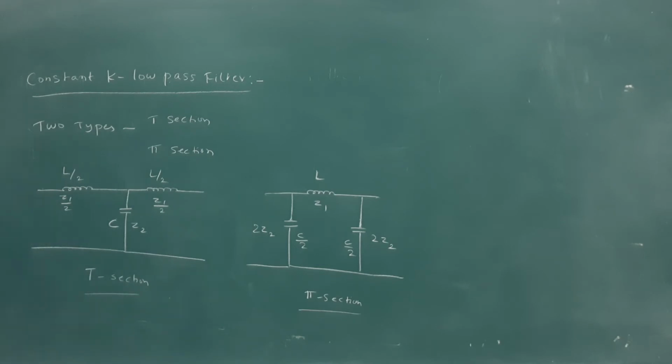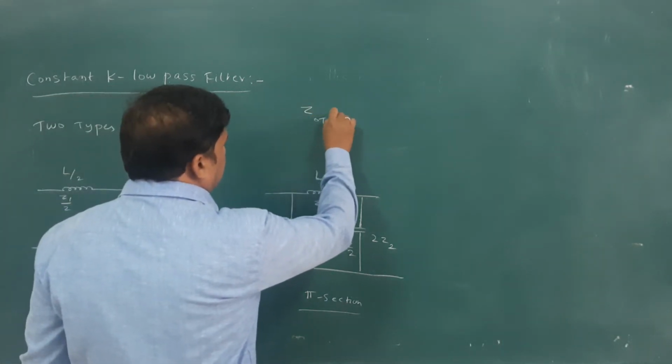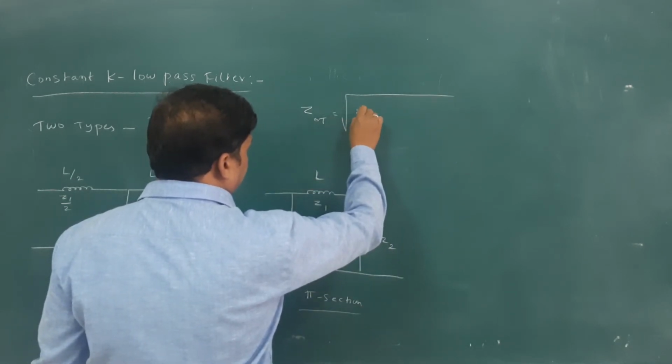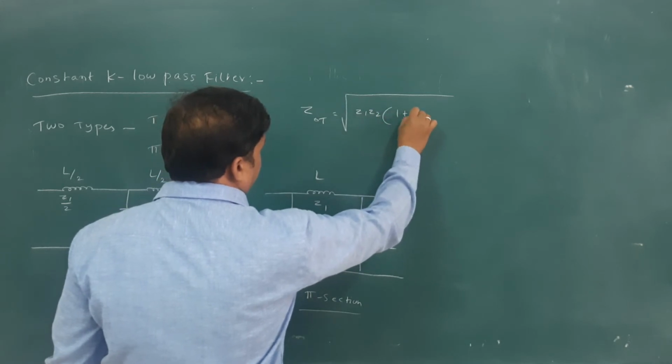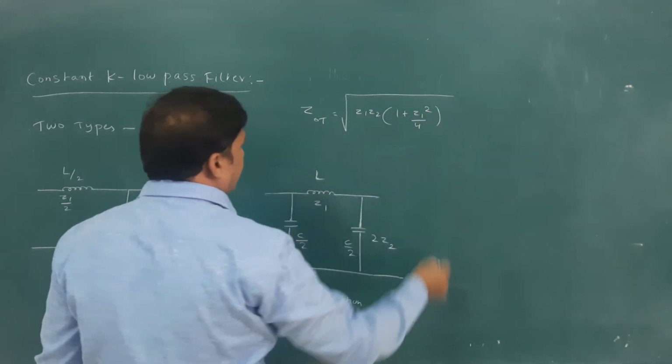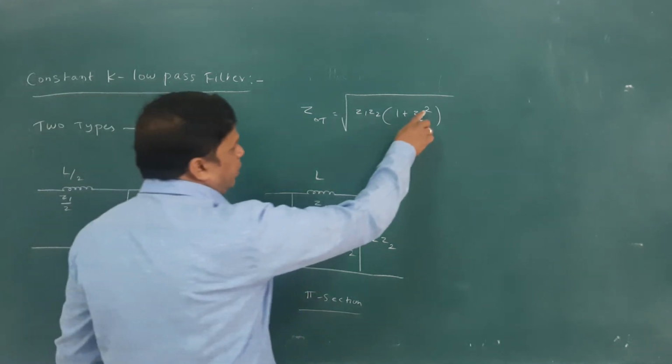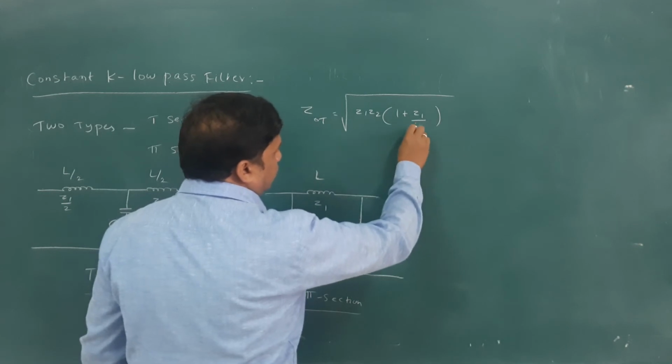Now we also have to remember the characteristic impedance value of the T network and pi network. If you remember the T network characteristic impedance, it is enough. So Z0T is equal to the square root of Z1 Z2 into 1 plus Z1 by 4 Z2. This equation we have already derived for this particular characteristic impedance.